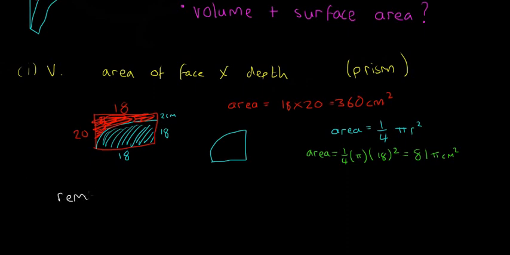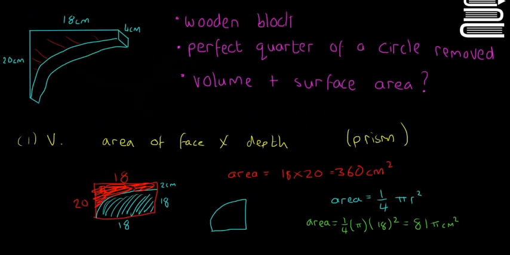So to get the remaining red area, I'm just going to say remaining area. It's going to be 360, which is the entire area, minus the area taken away from the circle, which is this blue area, minus 81 pi, and as a decimal that is 105.53 centimeters squared. So that's the area of the face. Remember we said that to get the volume of this shape, we get the area of the face and multiply by the depth. The depth is going to be 4 centimeters.